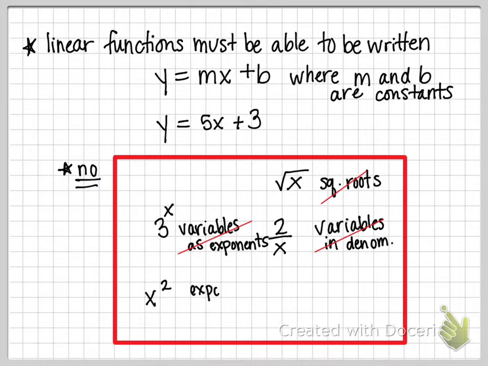You cannot have exponents other than 1 on your variable. So if you have x squared or x cubed or x to the 4th, that is not a linear function. Only x, which is x to the 1st. So no other exponents besides 1 on your variable. You can only have x. Same thing if you have x to the 5th. Anything other than 1 is nonlinear. So only x. It can't be taken to another power.